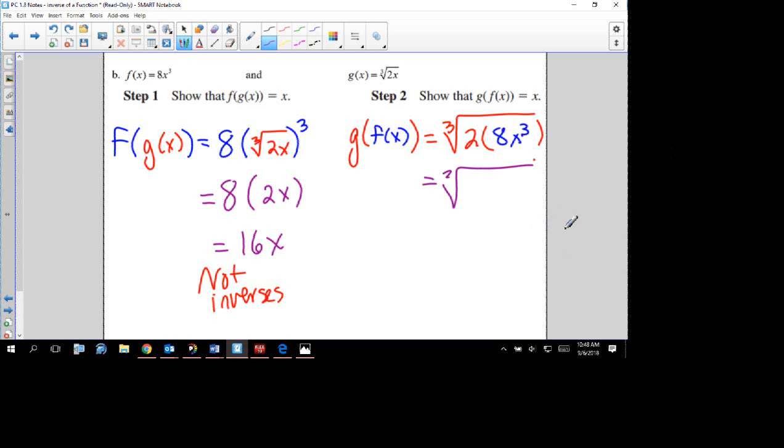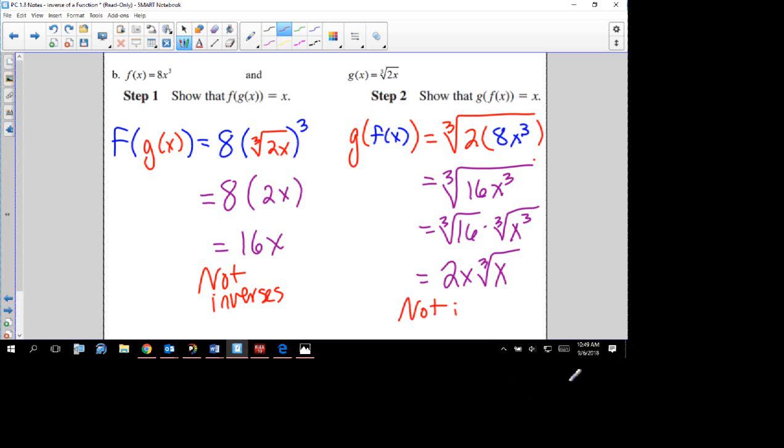So underneath my cube root, I'm going to multiply this stuff together, get 16x to the third. Then I'm going to use radical rules from Algebra 2 that some of us may or may not remember very well. I'm going to have to review it at some point. When I simplify that, I get 2x cube root of x, which is certainly not x, which I'm trying to get to. It's definitely not x. These are not inverses. Does not equal x.